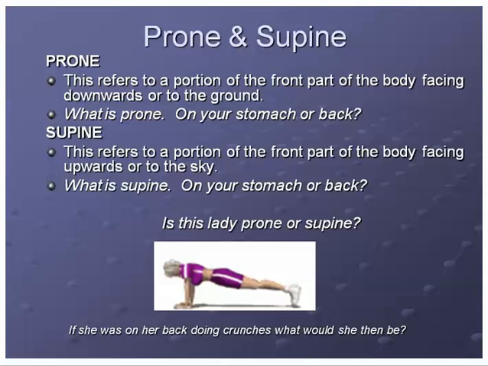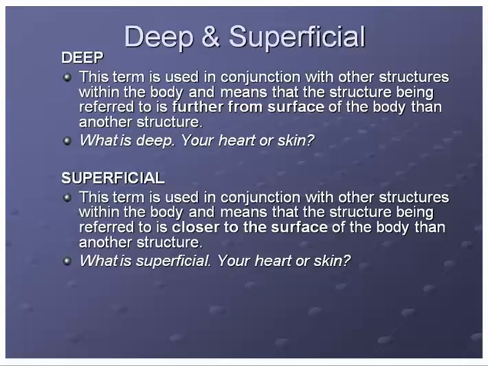Moving on. Deep and superficial. Now, these are pretty straightforward too. If something is deep, it means that it's further from the surface of the body. Now, obviously, the surface of our body is our skin. So if we refer to something as deep, it means it's further from the skin. The opposite of that is superficial, which means it is closer to the surface of the body. It's closer to the skin.